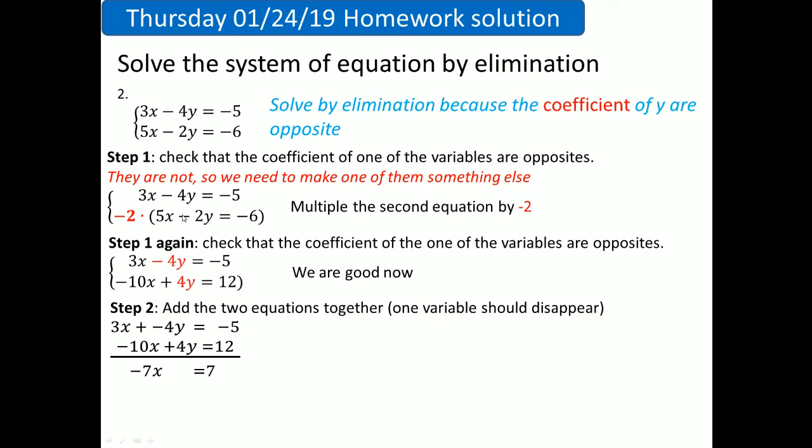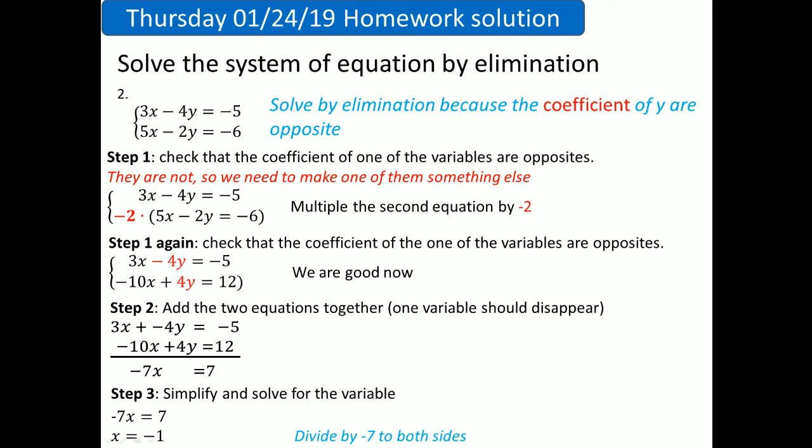So this would be a positive 4. See how it disappears here? Step 1 should make sense because we're trying to eliminate something. Negative 5 plus 12 is 7. So, step 3, I can simplify and solve for the variable, which was negative 7x equals 7 is what I have left. Divide by 7 on both sides, I get x equals negative 1.